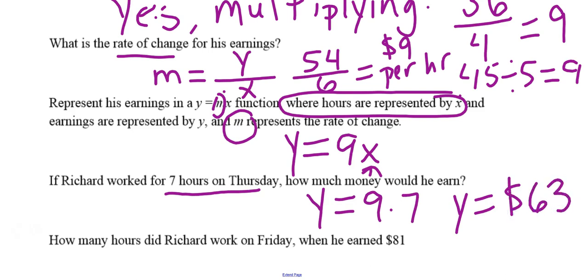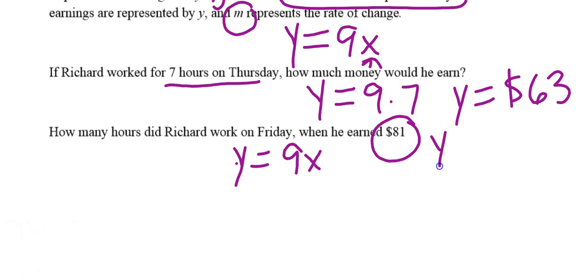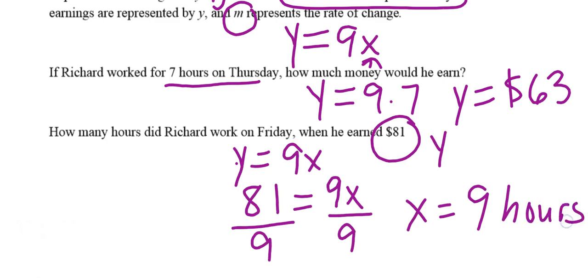And then for the second one, how many hours did Richard work on Friday? We use the same equation, y equals 9x. But this time, our 81 is our y value. So it's 81, his earnings, equal to 9 times the number of hours he works. So to figure this out, we have a multiplication equation. We're going to divide both sides by 9, and x is going to be equal to 9 hours. Okay, so that was number 1, and that's what we went over in class.